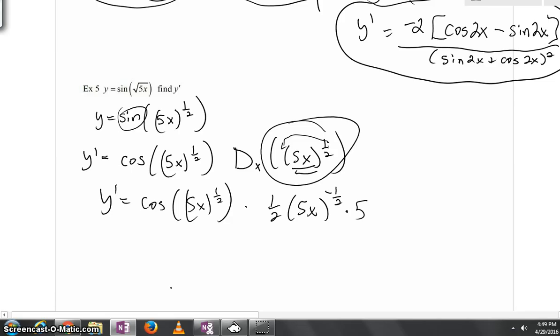So let's clean it up real quickly. You have a 5, you have a 2, so we'll have 5 all over 2. Up on top, you'll have cosine. And 5x to the 1/2 power is the square root of 5x inside of cosine. And then you look at this negative exponent. That drops down to the denominator, but it's going to be a square root. So we have the square root of 5x. And that's it.